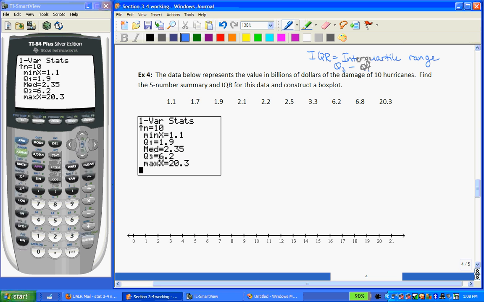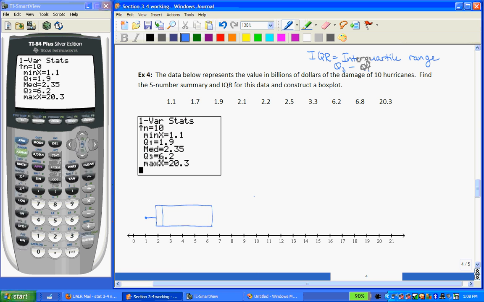First, I'm going to make a rectangle from Q1 to Q3. So 1.9 is just a smidge from 2, 6.2, and I'm just going to connect those and make a rectangle from Q1 to Q3. Then a line for the median goes inside. So 2.35 is about here. Then I'm going to make a dot at the lowest value, 1.1, and connect it to the box. So that's kind of where the box and whiskers name comes from, because it looks like a whisker.